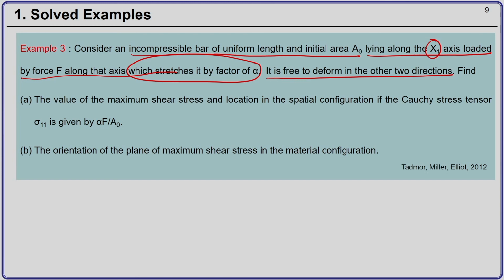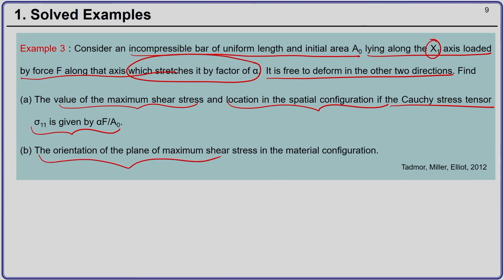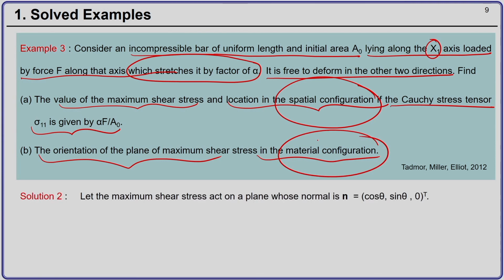And for this you have to find out the value of the maximum shear stress and the location in the spatial configuration of the maximum shear stress, if the Cauchy stress tensor sigma_11 is given by alpha F by A_0. Okay. And the orientation of the plane of maximum shear stress in the material configuration. Okay. So, first you have to find this in the spatial configuration and then you have to find this in the material configuration.